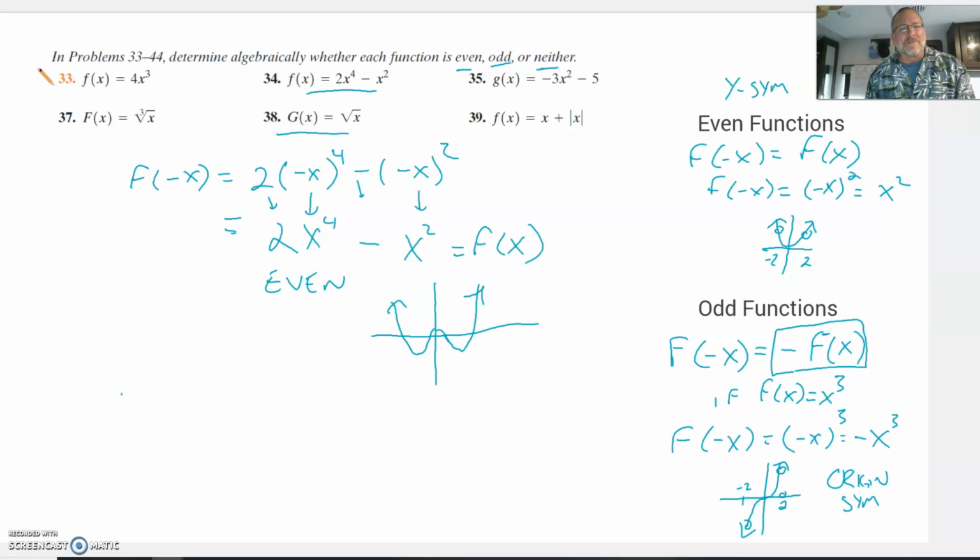38. If I plug in 38, if I plug in negative x into the function, I'm going to get negative inside. Well, I'm stuck. I can't do anything with that. I'm dead in the water. You cannot take a square root of a negative in a real world, in a real graphing system. There's the imaginary one. Don't go there yet. Okay, so that means I cannot simplify this.